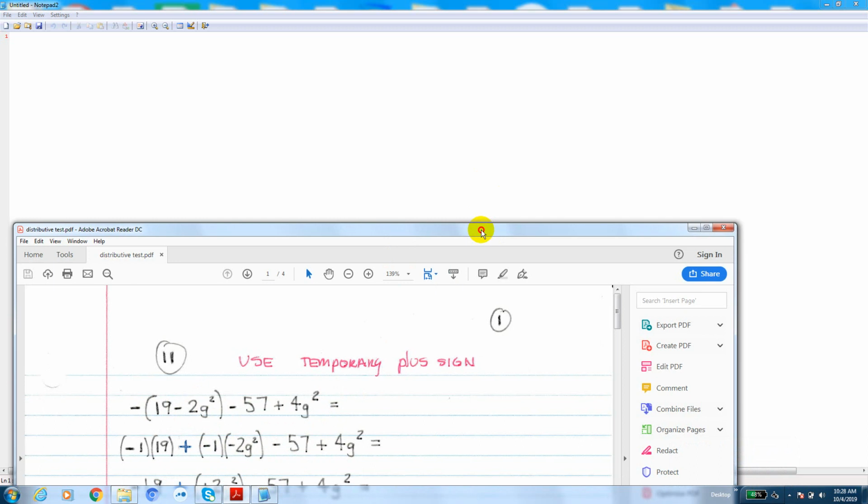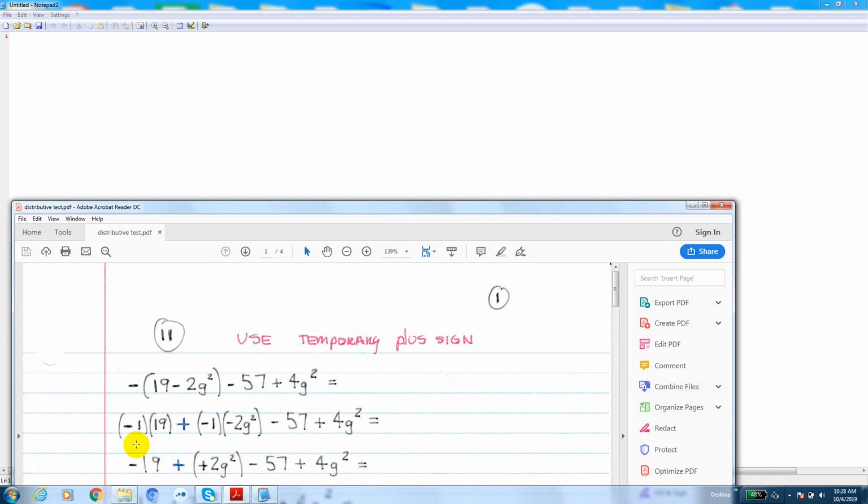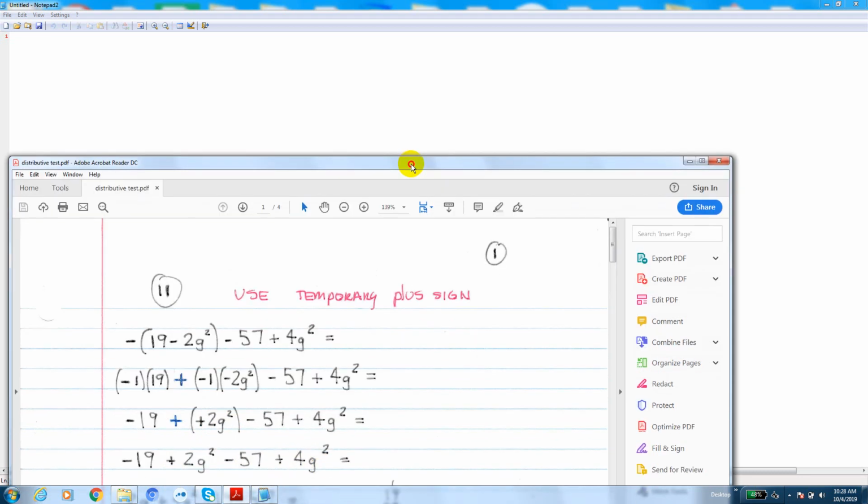Okay, next step. So now you multiply negative 1 times 19 to get negative 19. You keep the blue temporary plus sign. You just carry it down. Don't worry about it. Just keep it there. And then you do negative 1 times negative 2g squared. Negative 1 times negative 2g squared is positive 2g squared, because negative 1 times negative 2 is positive 2. Then you carry down the negative 57 and the plus 4g squared.